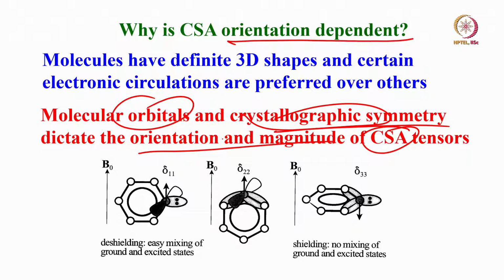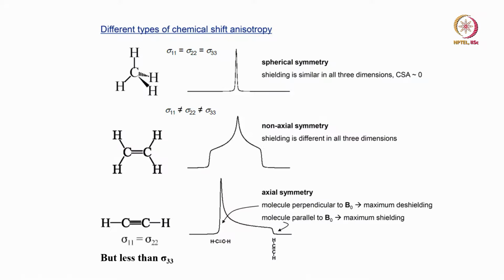Take for example a benzene ring like this. If you have this direction as sigma 1, here de-shielding takes place; there is easy mixing of ground and excited states in this orientation. Similarly, if you consider this orientation, making it horizontal like this, then what will happen? In this case, there is no mixing of ground and excited states. This is what happens, so different types of chemical shift anisotropy are present.